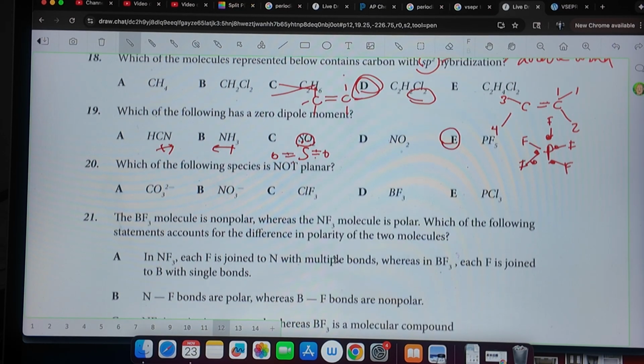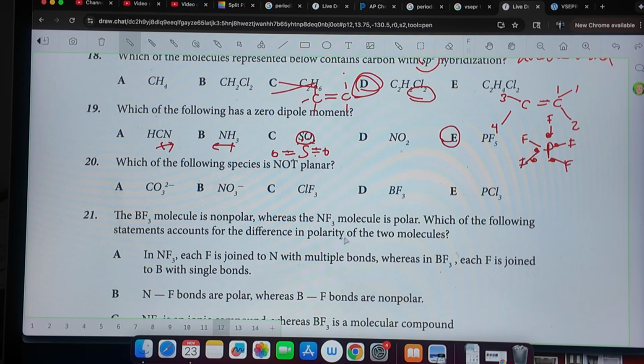Which of the following species is not planar? Probably PCl3, because P, like we just talked about before, would have this electron cloud, and the Cl3 would be like this, Cl, Cl, Cl.